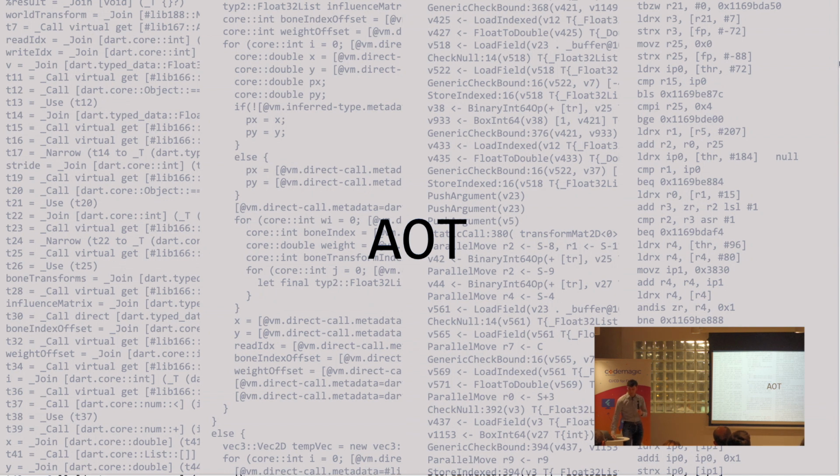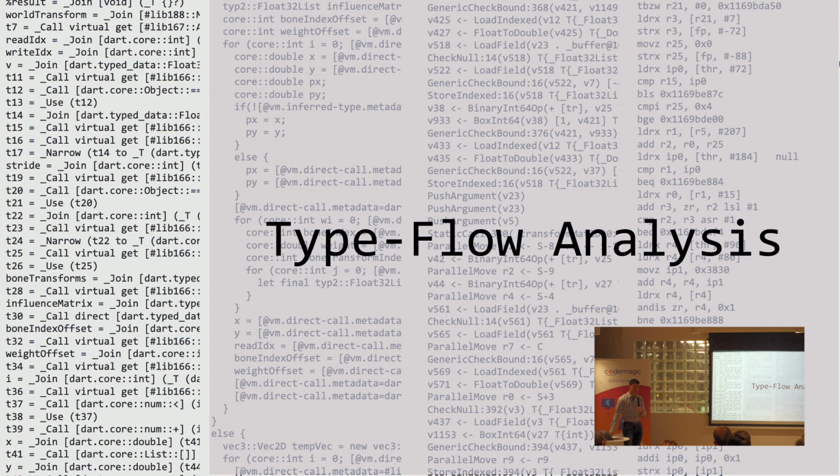So the start of the ahead-of-time compiler, in order to make any kind of optimizations like we did in the JIT, we need some type information. So we start with the sound type system, but then we also enrich it with an analysis called type flow analysis. This allows us to get more precise types for a lot of variables in the program than we would normally have with the type system.